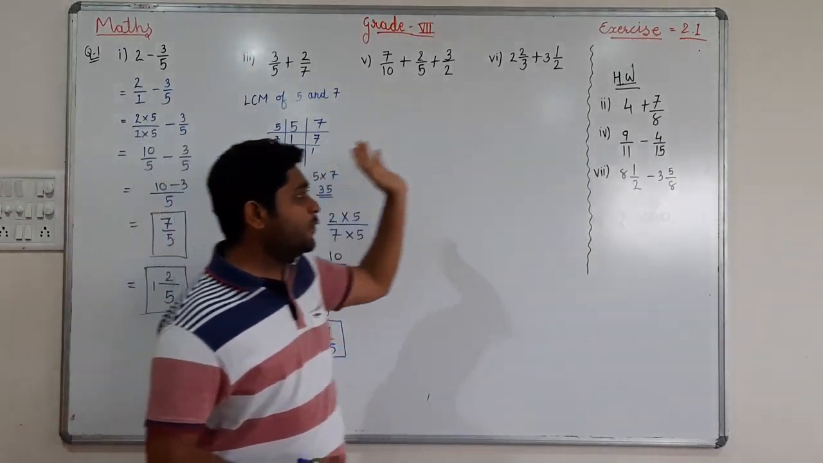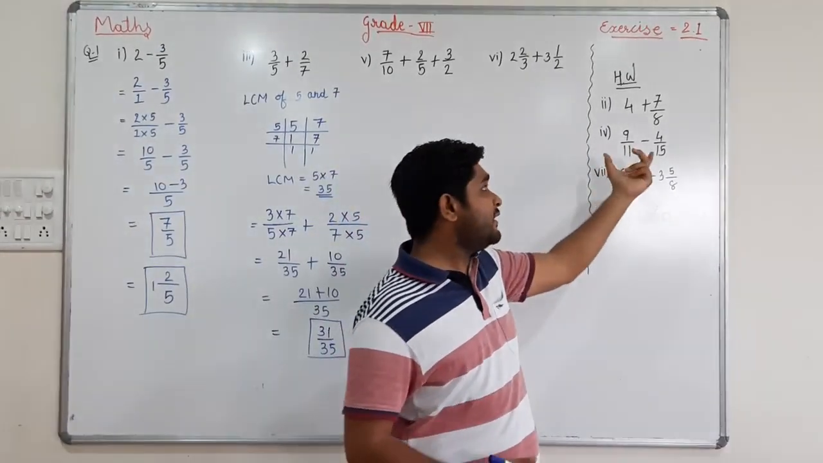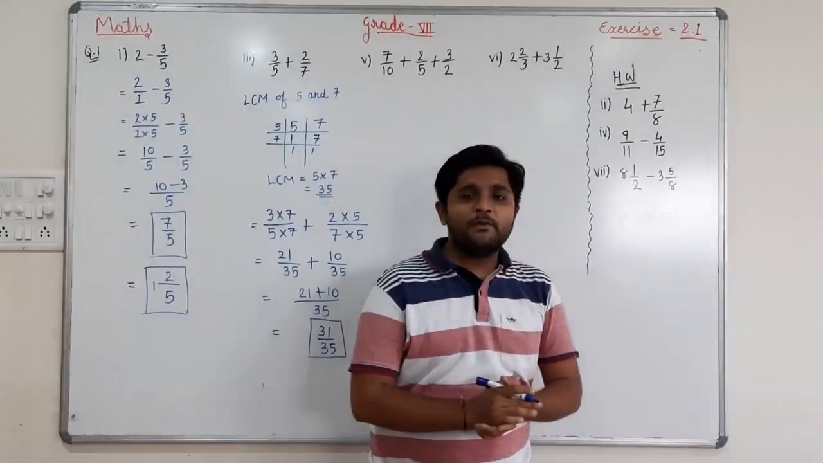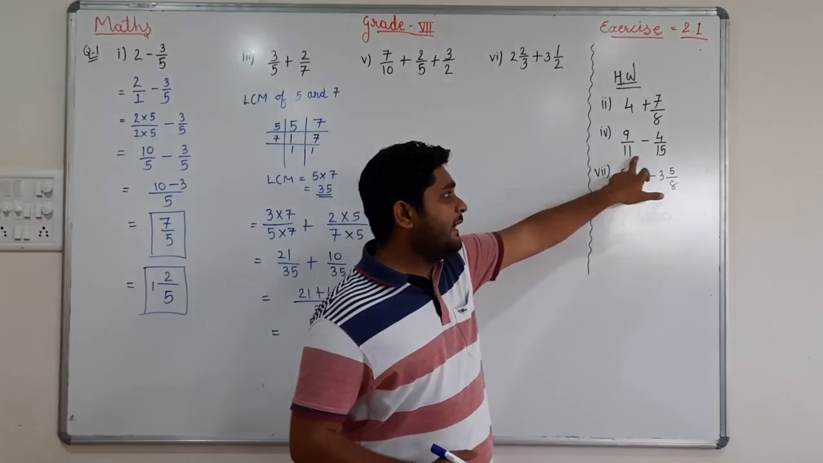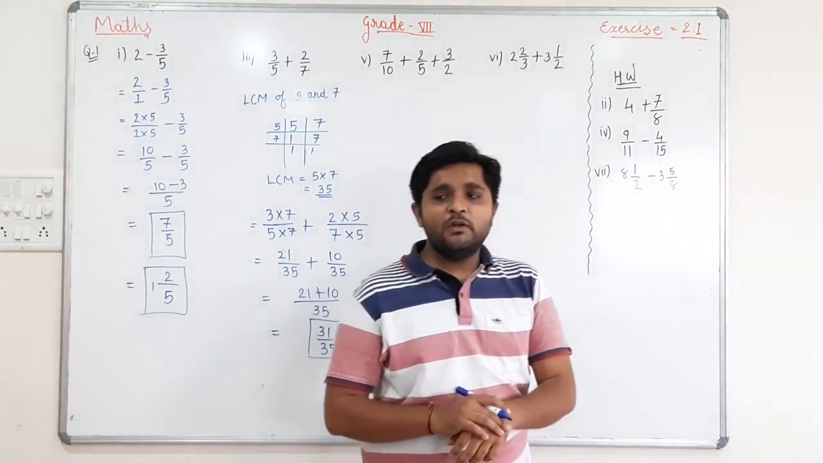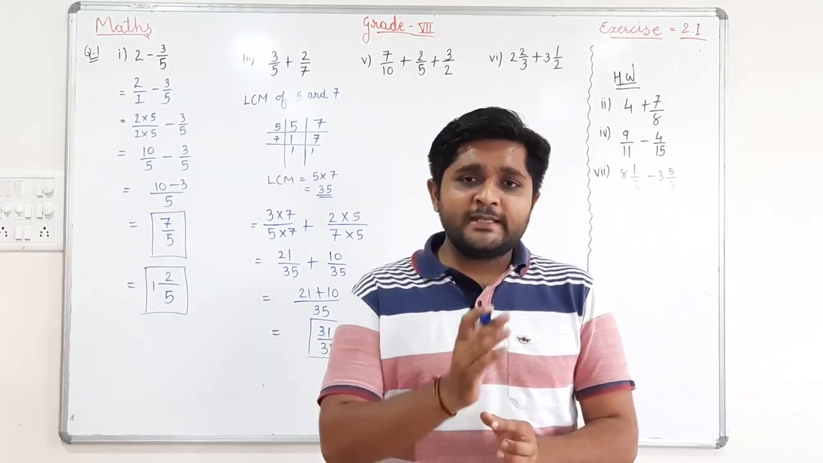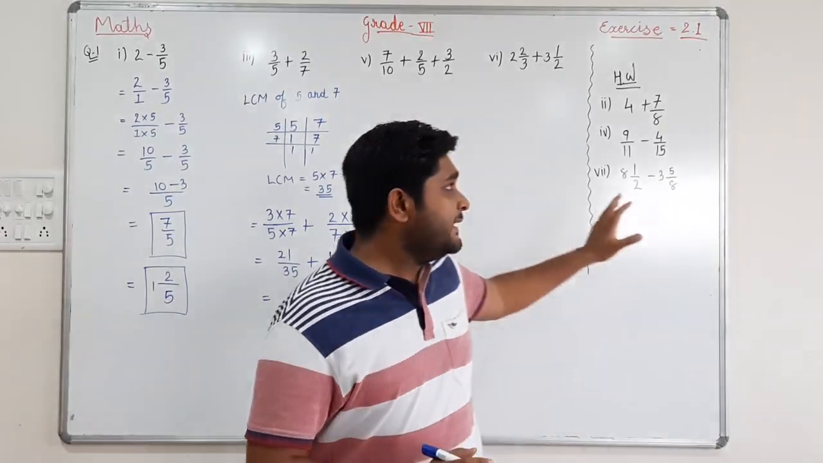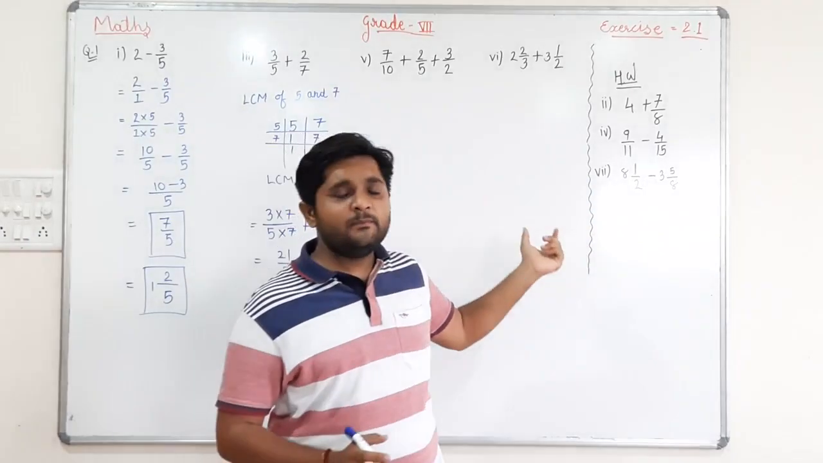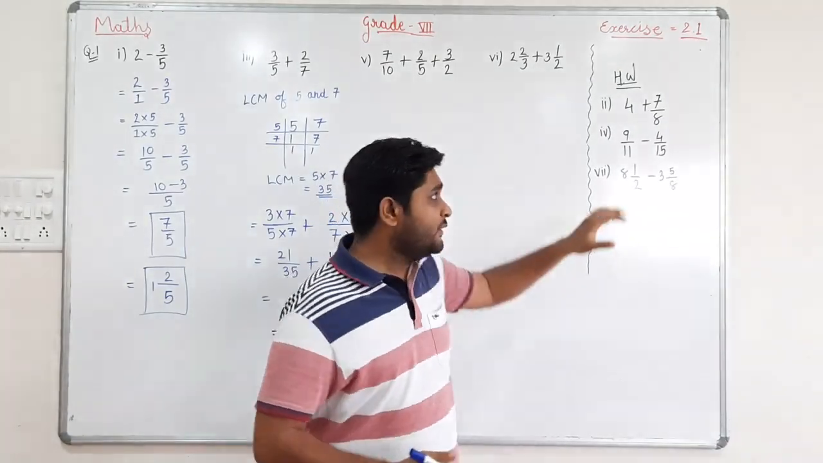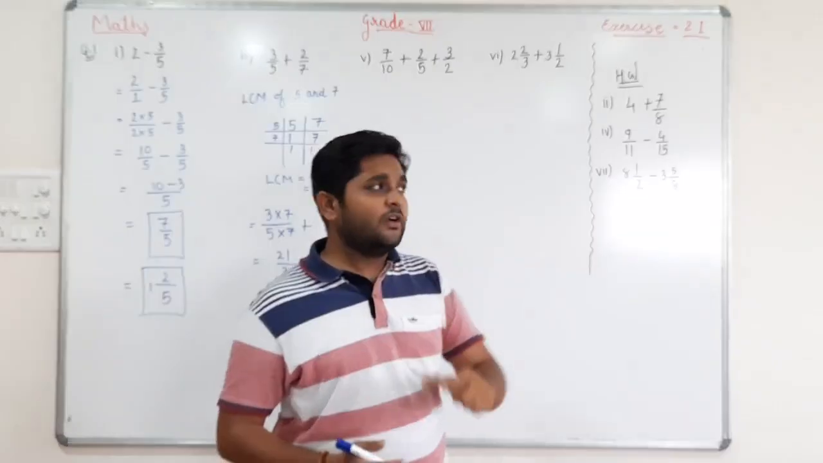Now let me move towards question number 4. So question number 4 is 9 upon 11 minus 4 upon 50. Here the denominators are 11 and 50. So what you have to do? First of all, you have to find the LCM of 11 and 50. So friends, find the LCM and make the denominator same, and then you perform the subtraction and you will get the answer. So this sum you have to do by yourself.